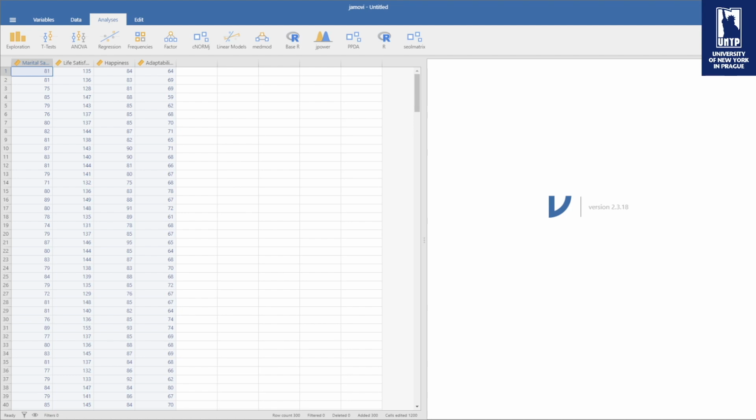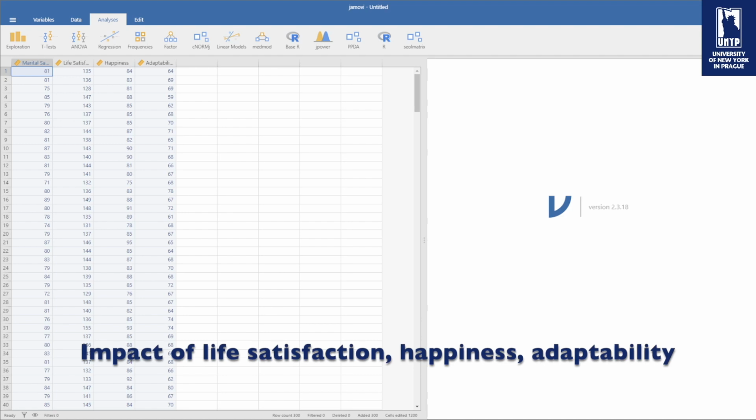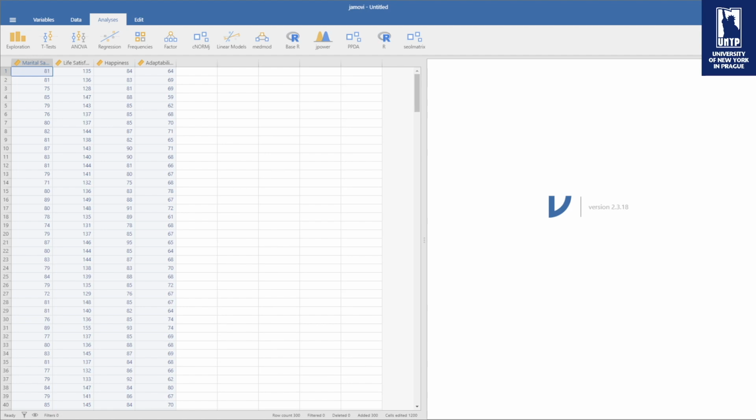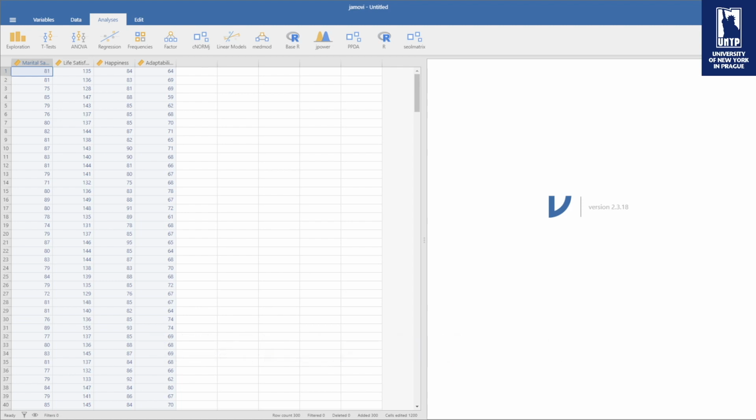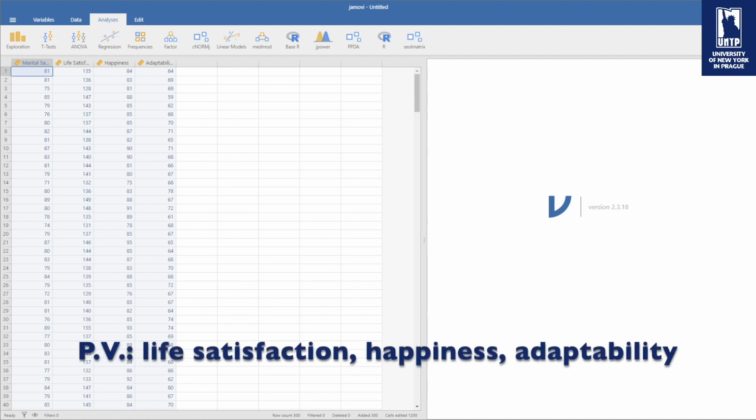Today, we have a very interesting dataset for our analysis. A marriage counselor here is researching marriage satisfaction and wants to see how life satisfaction, happiness, and adaptability might predict it. Our outcome variable, or the variable we're trying to predict here, is marriage satisfaction, and our predictor variables, the ones we think might influence marriage satisfaction, are life satisfaction, happiness, and adaptability.